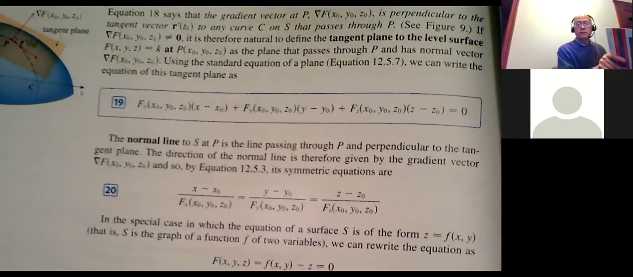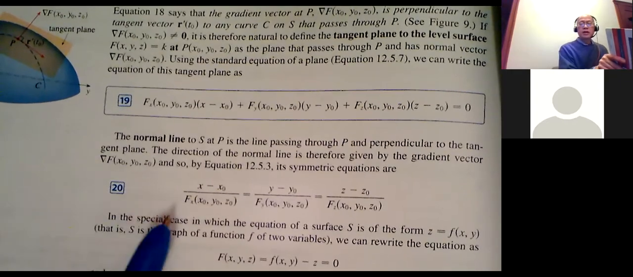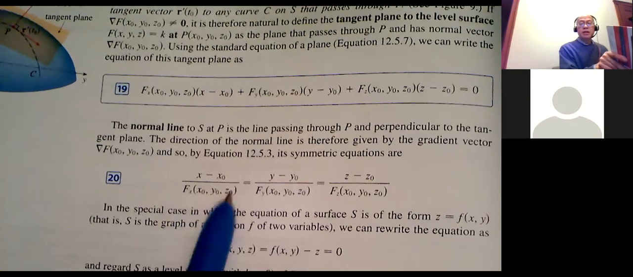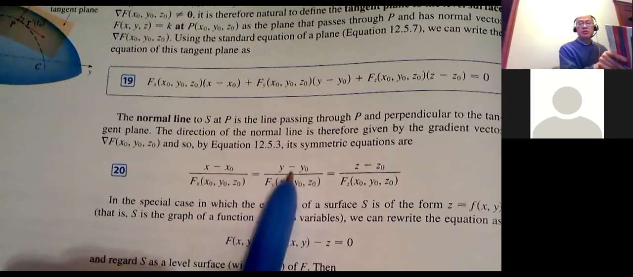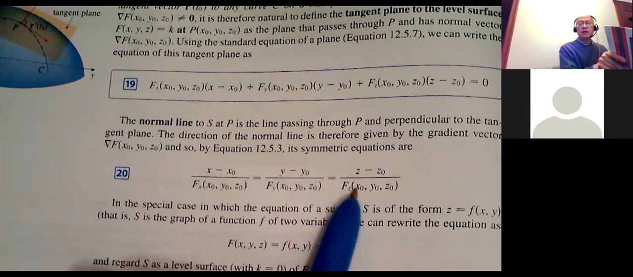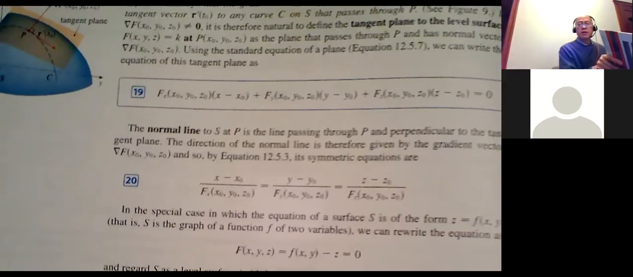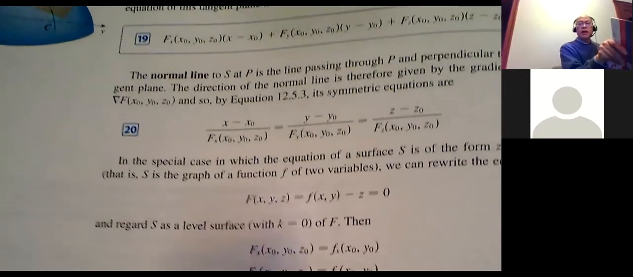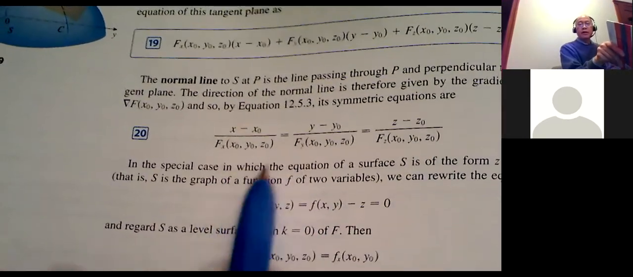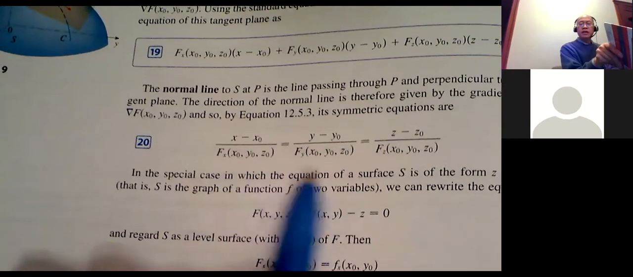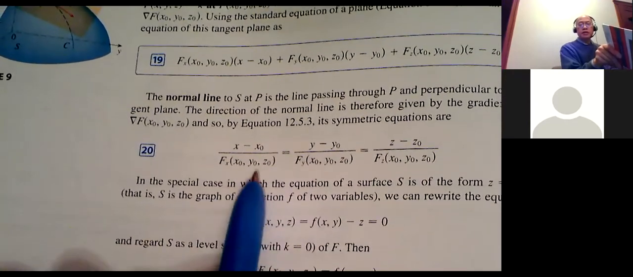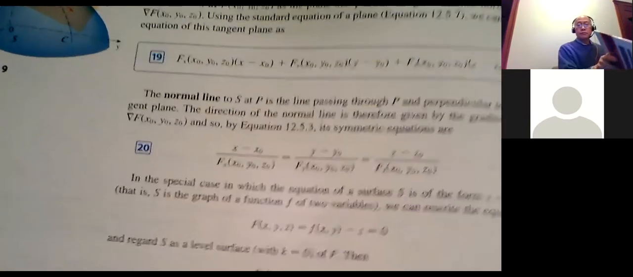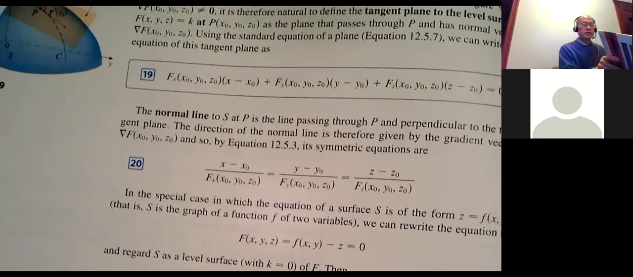20 is worth having. The normal line looks like we have symmetric equations: x minus x0 over f_x equals y minus y0 over f_y equals z minus z0 over f_z. Notice I got lazy and didn't say x0, y0, z0. You don't actually have to say it, but you do have to plug in. When you see all this stuff, it means plug in the values. So they'll tell me this is 3, this is -6, this is 1, or whatever. Just plug them all in. So 19 and 20.